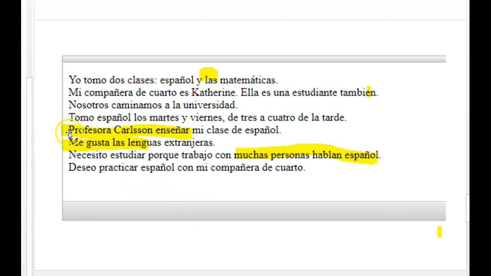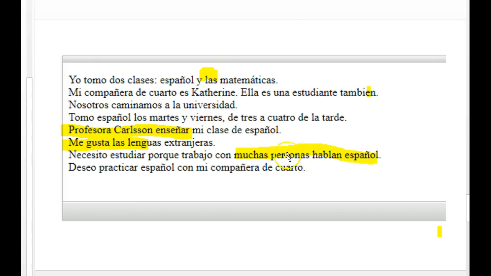Very few things over here. Profesora is not a proper noun, so it needs to say la profesora. La profesora Carlson, and here this person forgot to conjugate this verb. So if you have a subject, you need to conjugate the verb. La profesora Carlson enseña mi clase de español. Gustar, of course, is wrong. It should be me gustan las lenguas extranjeras. And here, necesito estudiar porque trabajo con muchas personas.